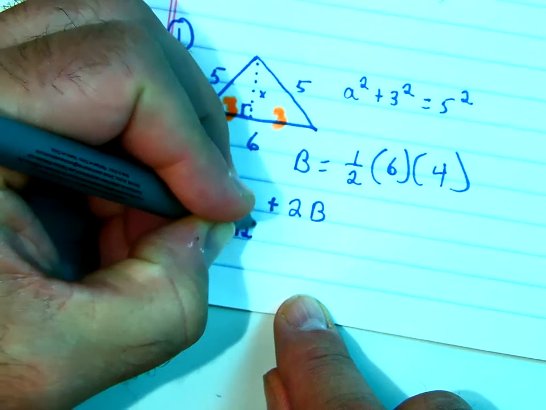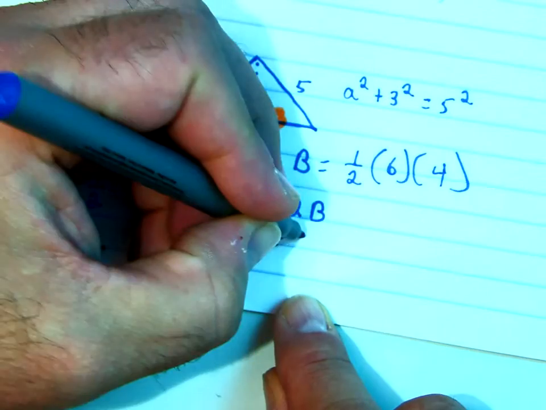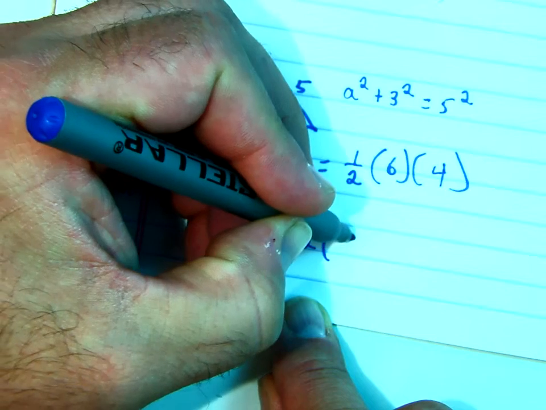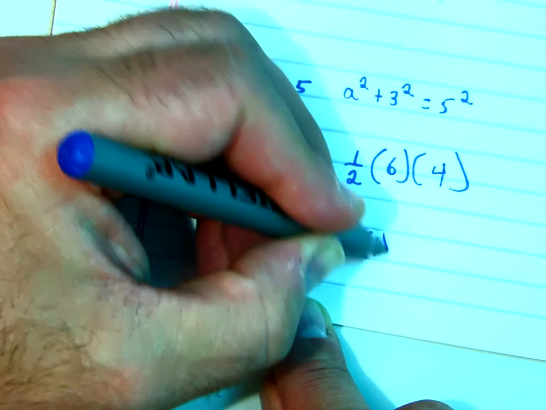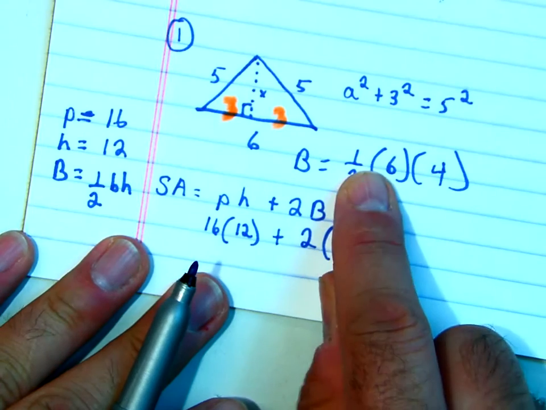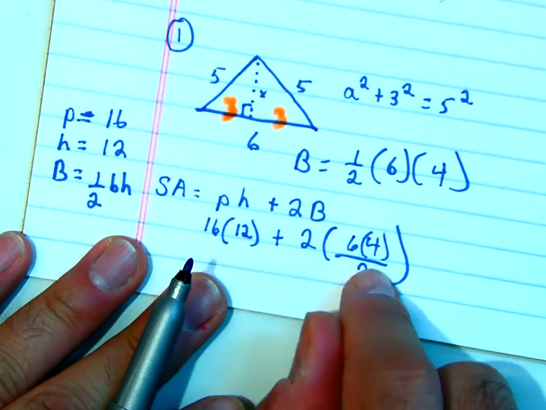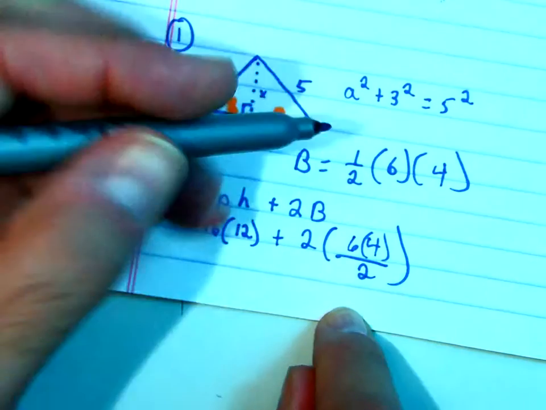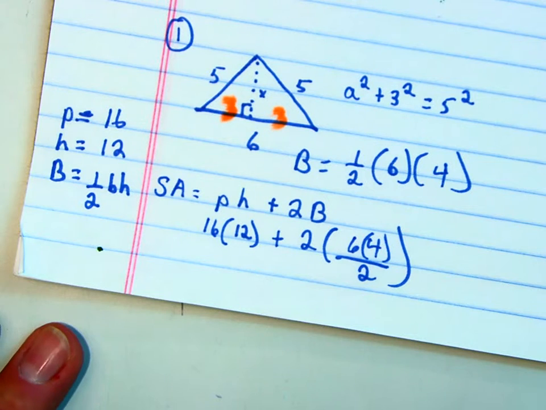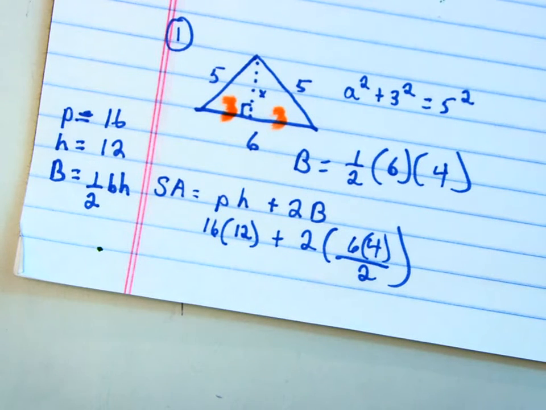This is 12 plus 2 times 6 times 4 divided by 2. Everybody knows that dividing by 2 and multiplying by half are the same. And this 2 is important because in a prism you have how many bases? 2, correct. You have 2 bases in a prism. You'll only have 1 base in a pyramid, like the pyramids in Egypt.